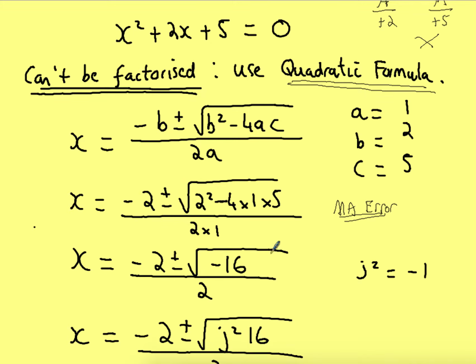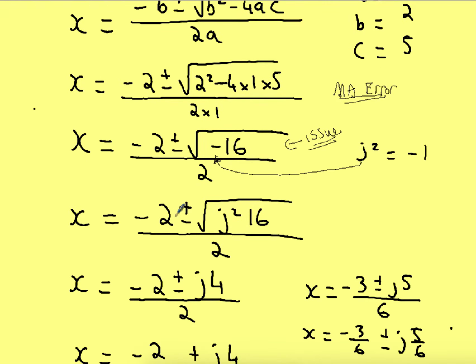Now this is our issue here. This is the issue we would have if we were using the real numbers rather than the complex numbers. We would just say that's impossible. But what we do is the negative sign we can effectively swap in for j squared, because j squared is the same as -1. You might also see that as i squared. They tend to use i in maths and j in engineering. Depends who your lecturer is when you go into uni. So you make that j squared 16.